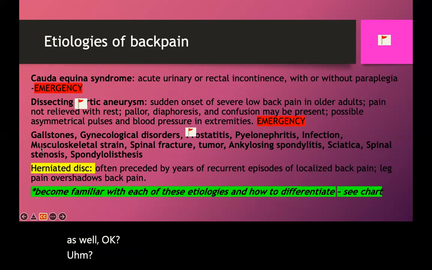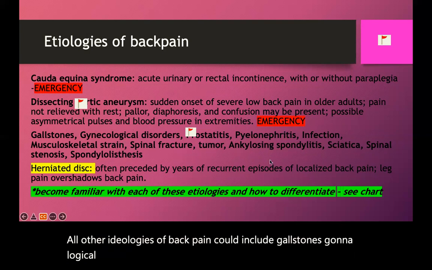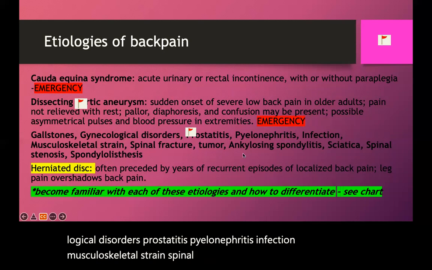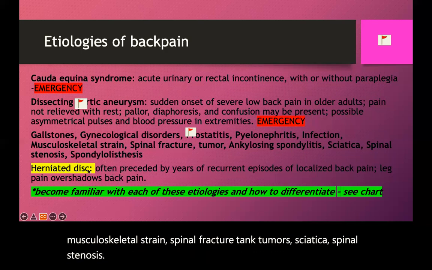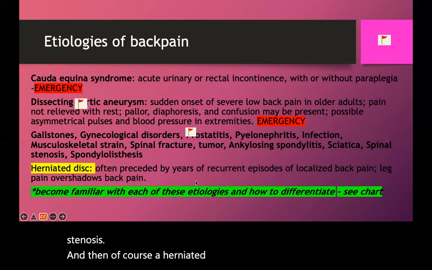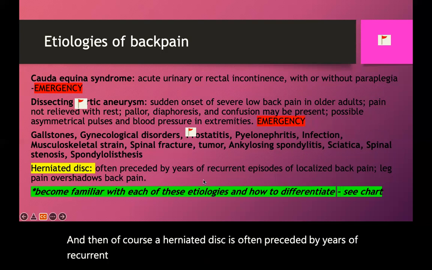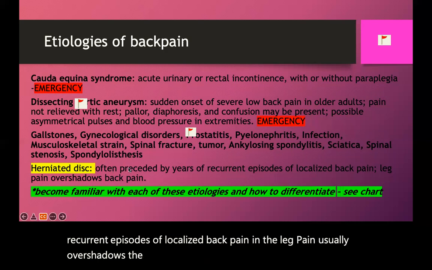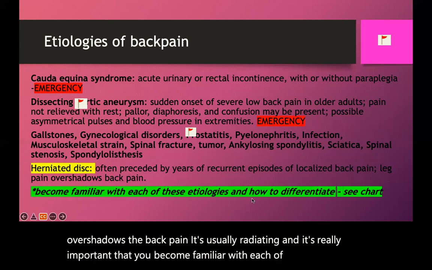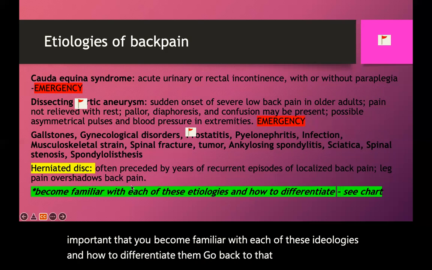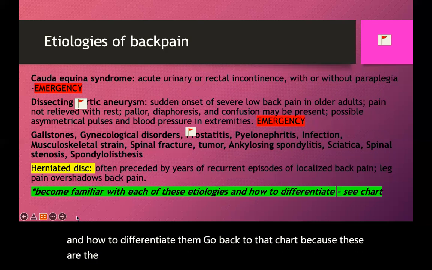All other etiologies of back pain could include gallstones, gynecological disorders, prostatitis, pyelonephritis, infection, musculoskeletal strain, spinal fracture, tumor, sciatica, spinal stenosis, spondylolisthesis. And then, of course, a herniated disc is often preceded by years of recurrent episodes of localized back pain. The leg pain usually overshadows the back pain. It's usually radiating. It's really important that you become familiar with each of these etiologies and how to differentiate them. Go back to that chart because these are the most common things you're going to see in primary care.